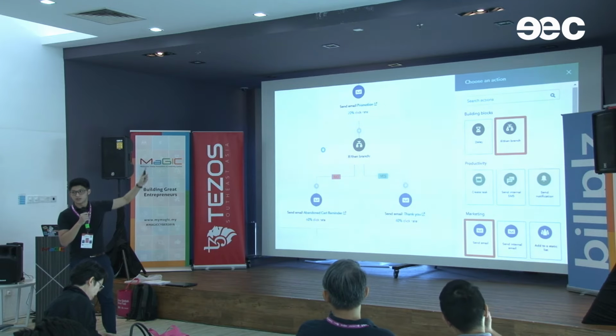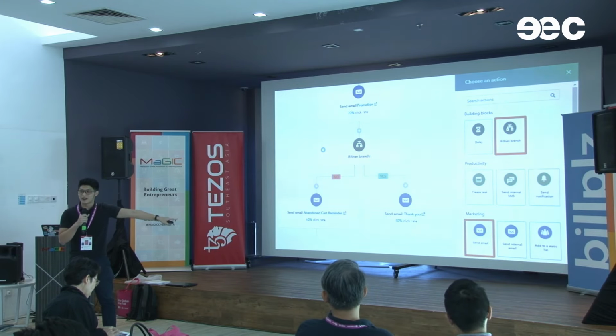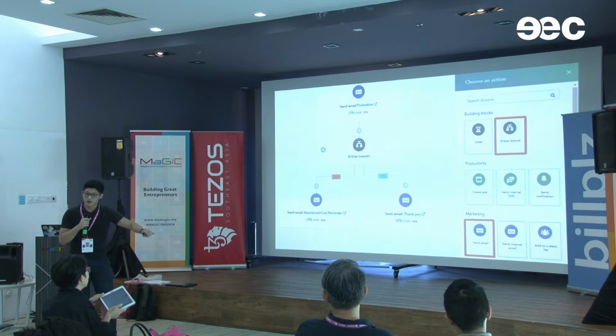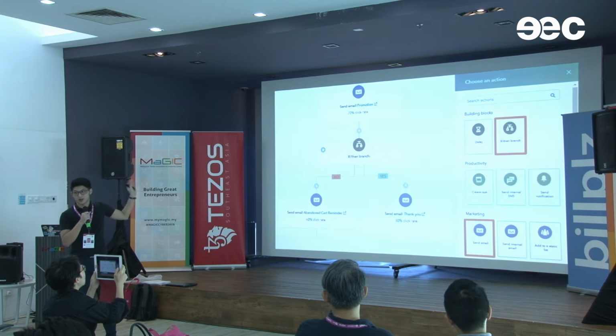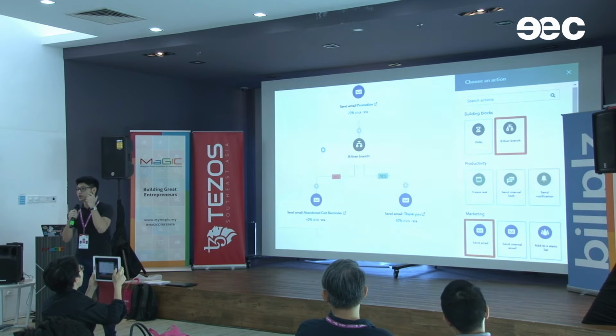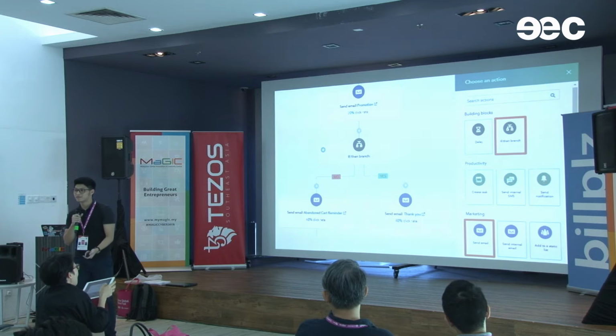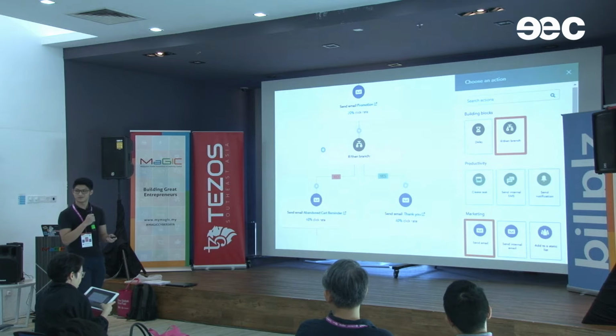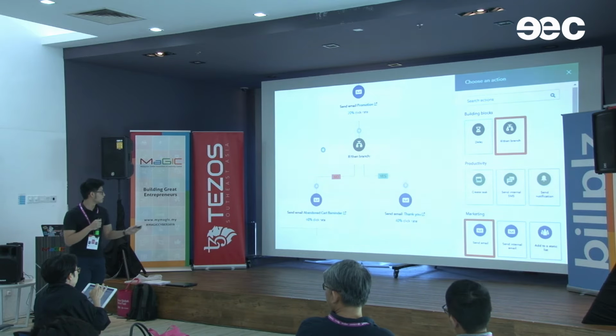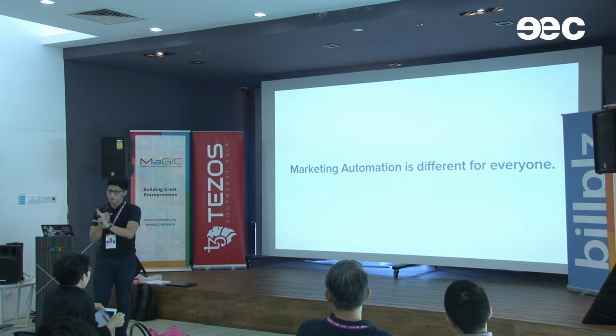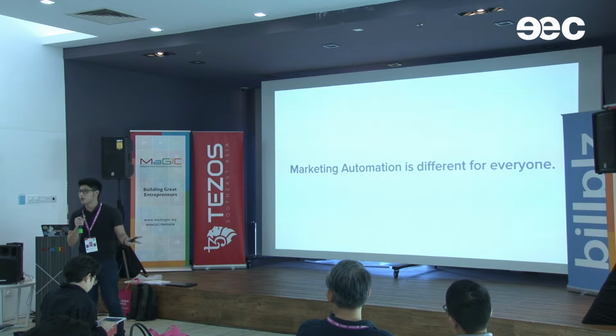And then this is the third part. Promotion. If they buy, I send them a thank you email. I follow up. But if they don't buy or they have an abandoned cart, I make sure I will give them a reminder. Okay? Got it? Okay. So, marketing automation is different for everyone.